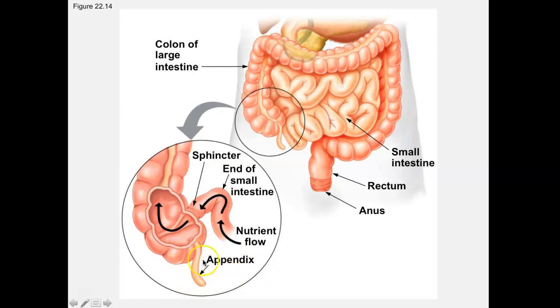Anyways, the appendix, it can get infected because you can see there's a little hole here. So the waste coming in can actually get inside the appendix and create an infection, which is what appendicitis is. All right. So the functions of the large intestine are to absorb water from your alimentary canal. It produces and stores your feces until it's ready to be eliminated.